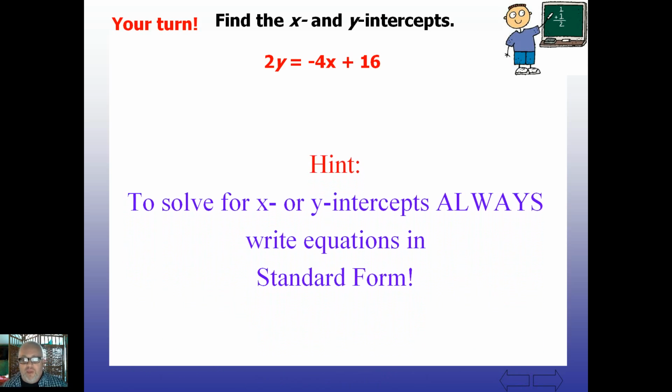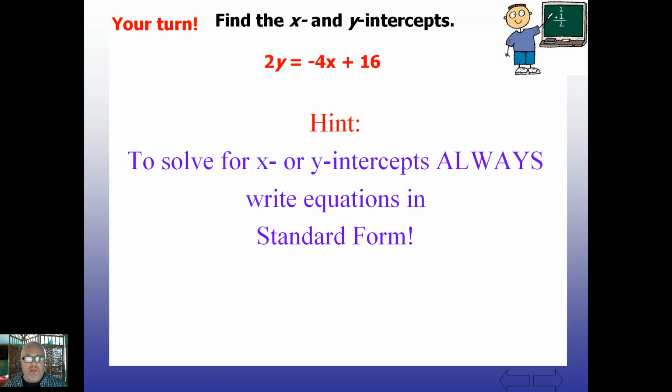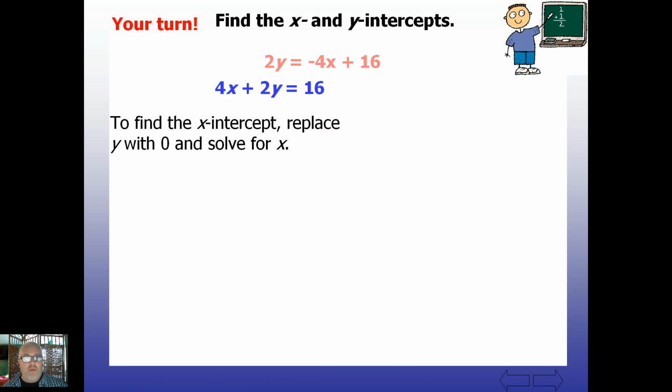And once again, here's your hint. Always write the equations in standard form. So we'll start right here, and I'm going to go ahead and place it. You see there in blue, we've got 4x plus 2y equals 16. All I did was add 4x to both sides.